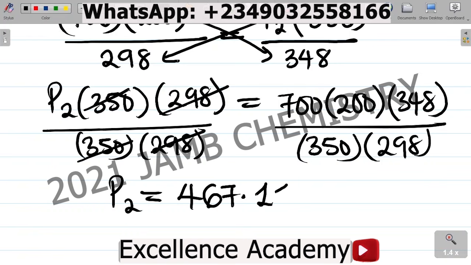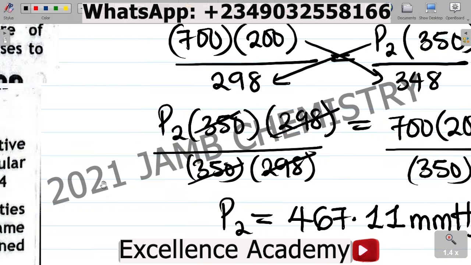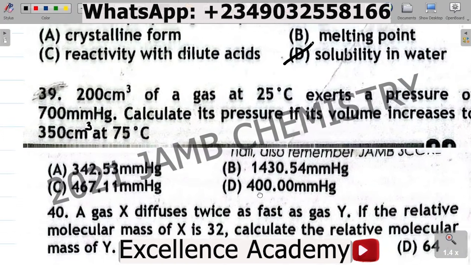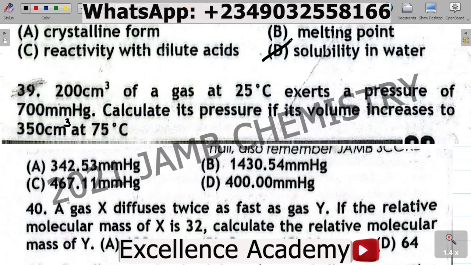467.11 approximately. And this was given in millimeter mercury, so mmHg. So do we have 467.11 millimeter mercury? Yep, that's option C. So option C, 467.11 millimeter mercury is the correct answer.